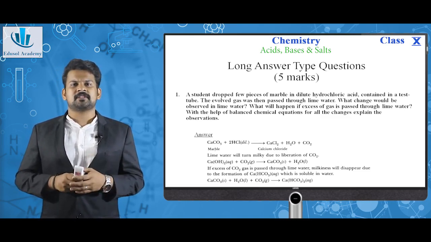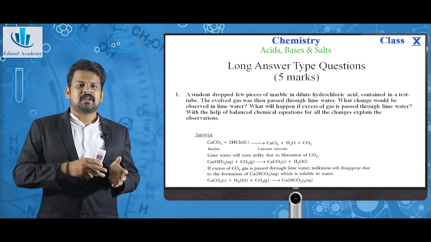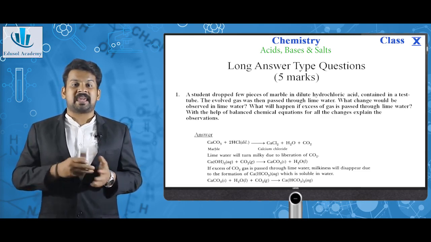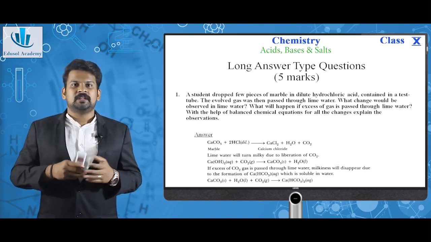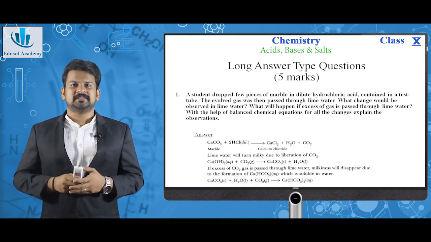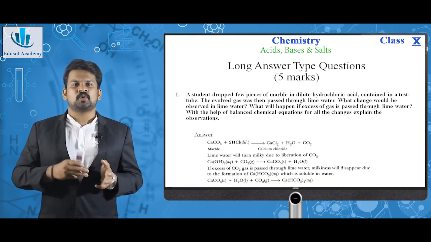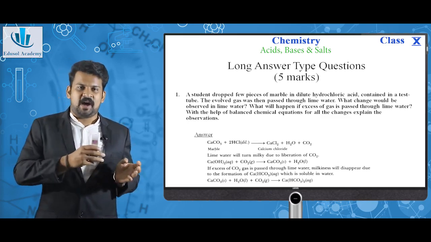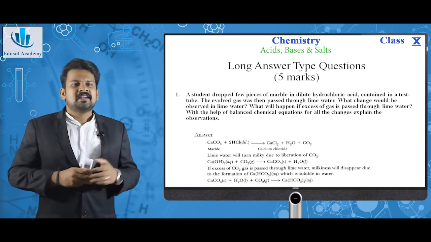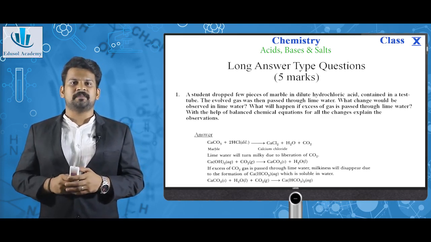The student first dropped few pieces of marble in dilute HCl. Marble is chemically calcium carbonate. Calcium carbonate and HCl react together to form calcium chloride and H2O plus CO2. The evolved gas was then passed through lime water. In this reaction, the evolved gas is carbon dioxide. When it is passed through lime water, it turns milky, which means lime water is calcium hydroxide. As you can see here, calcium hydroxide plus CO2 again gives CaCO3 plus H2O.